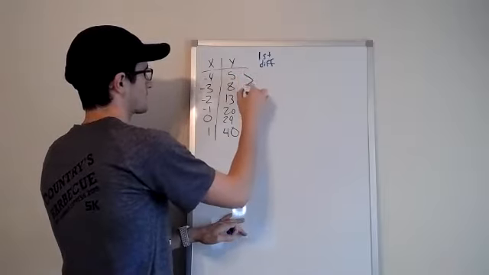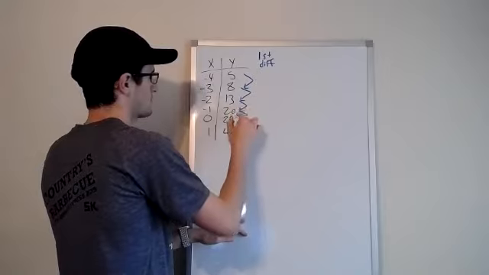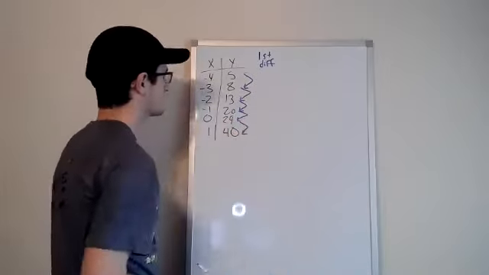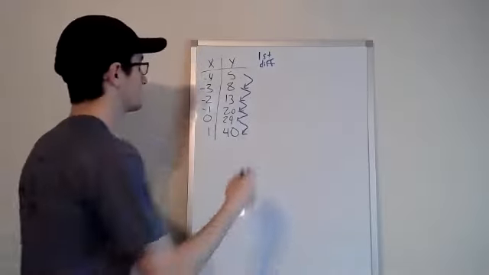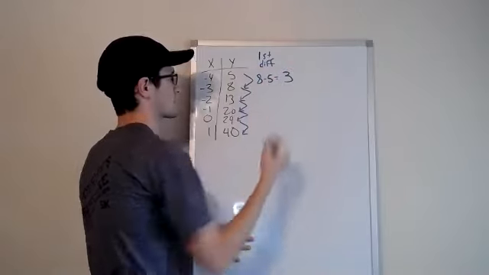So I can draw these little things if you prefer those. We're going to just remember, reduce for every single pair. From 5 to 8, 8 minus 5 is 3. That's my first difference.